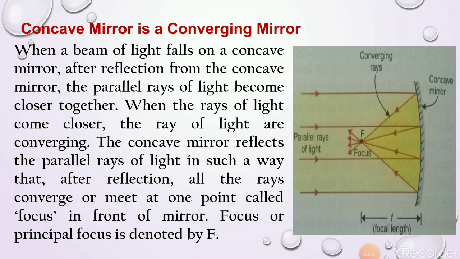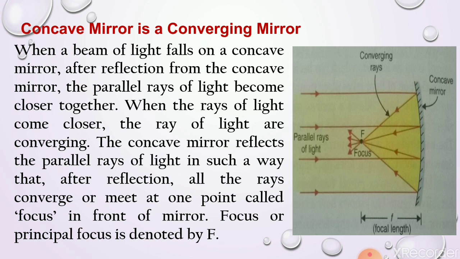So now students, our next topic is: a concave mirror is a converging mirror. I think you all know the meaning of converging, because in the first part we studied the parallel beam of light, convergent beam of light and divergent beam of light. So what happens? Suppose light rays are coming from a distant source. These light rays are parallel to each other.